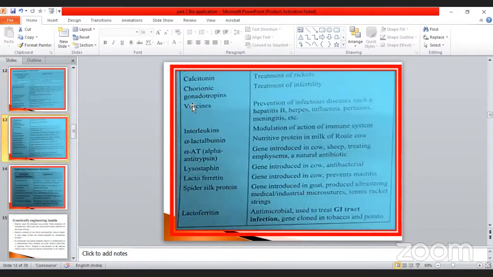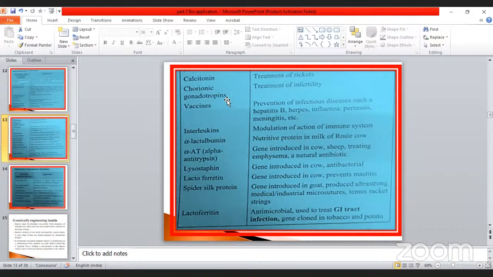Next one is, my dears, calcitonin. Don't forget, my dear students, this tabulation, because the question may come from here. Calcitonin, treatment of rickets. What is rickets? Rickets is the softness of the bone. Calcitonin is also very important.